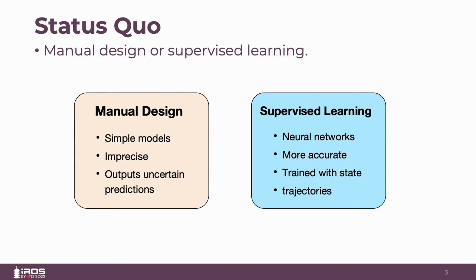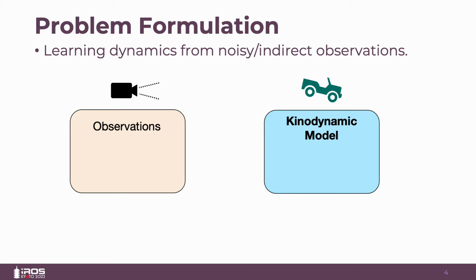However, such techniques require high-quality state trajectory data, which may not always be available in robotic settings, such as outdoor off-road navigation. In this work, we propose a new way to relax this data requirement by focusing on learning dynamics from noisy or indirect observations. These observations can be anything, like range-bearing readings, LiDAR scans, camera images, and so on.